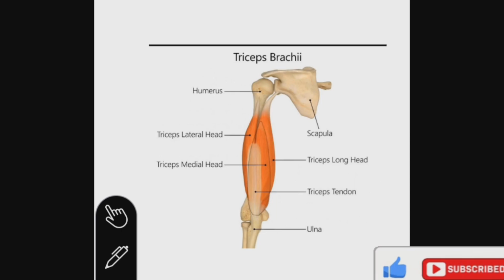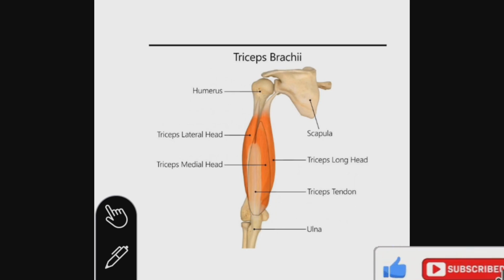Now the triceps brachii, triceps, has three heads: a long head, a lateral head, and a medial head. The long head originates from the infraglenoid tubercle, and the lateral and medial heads from the posterior humerus, above the radial groove. Then they all insert into the olecranon of the ulna, innervated by the radial nerve, C6 to C8, and they are extensor muscles.